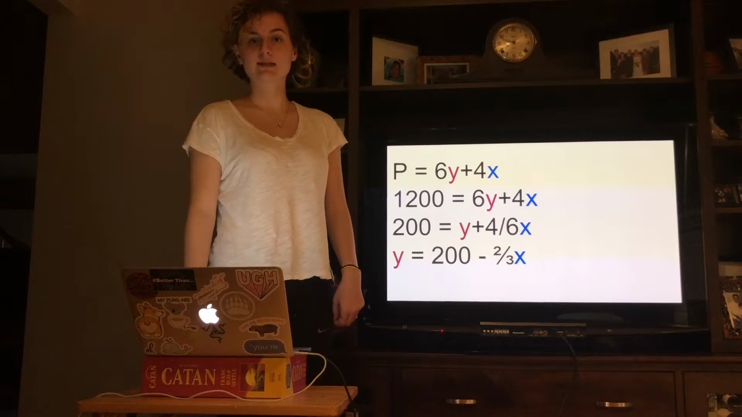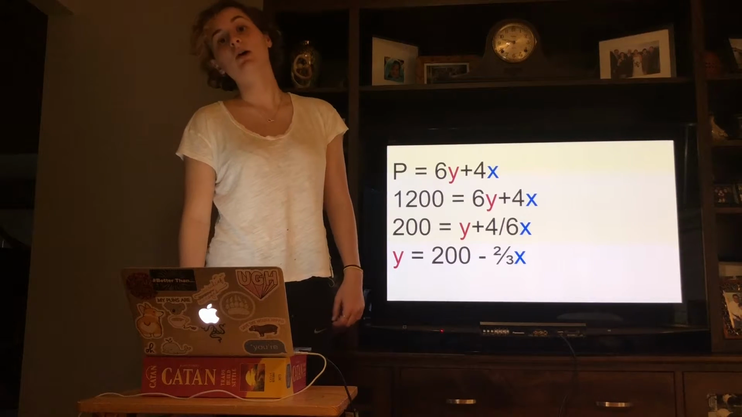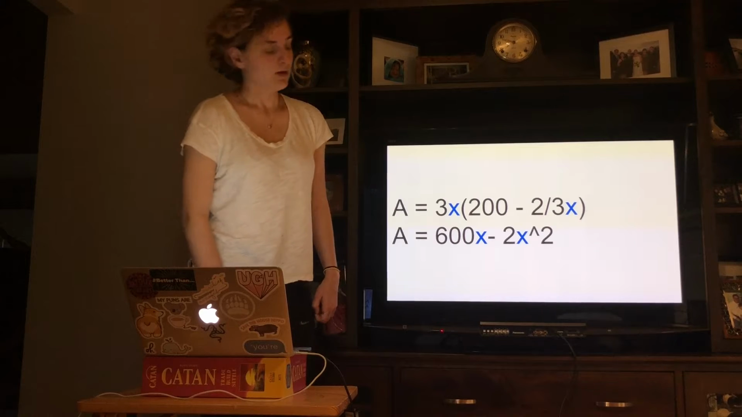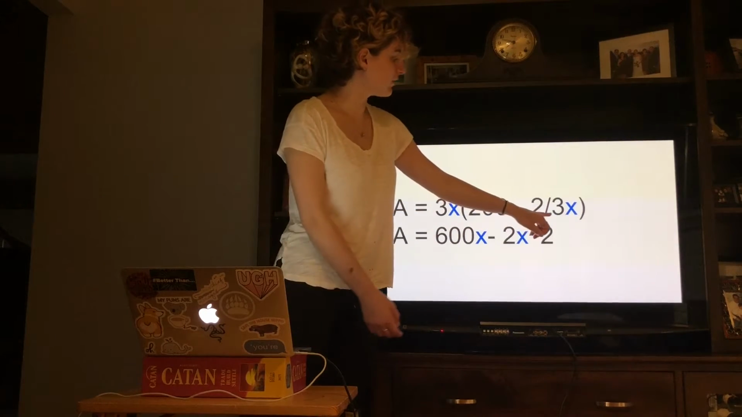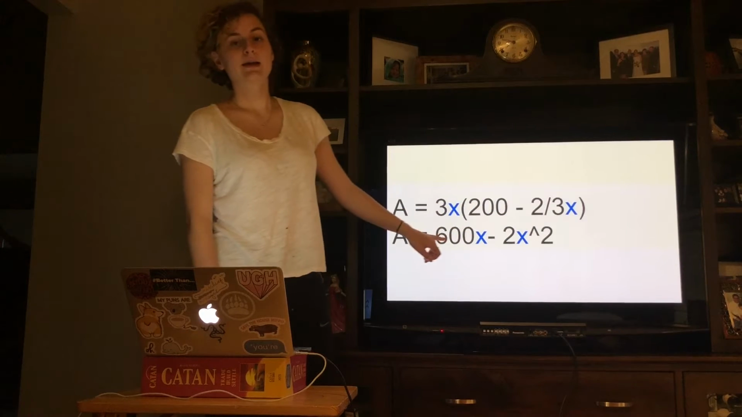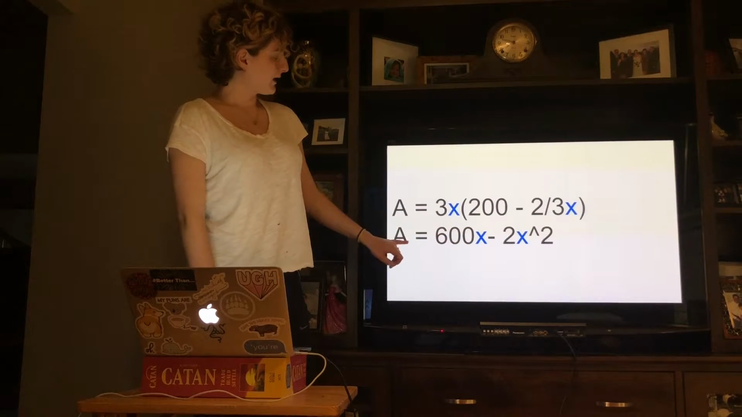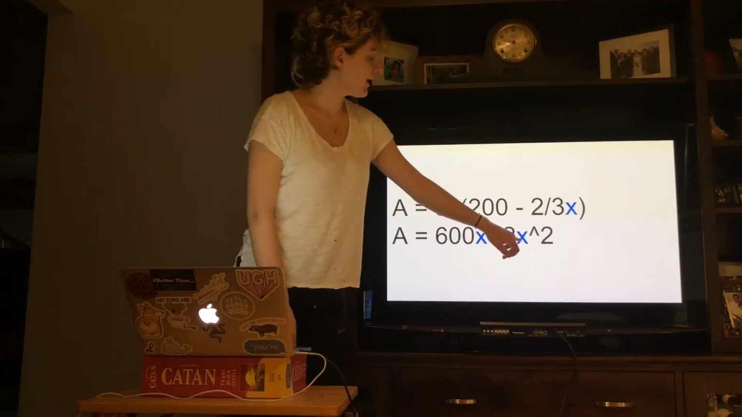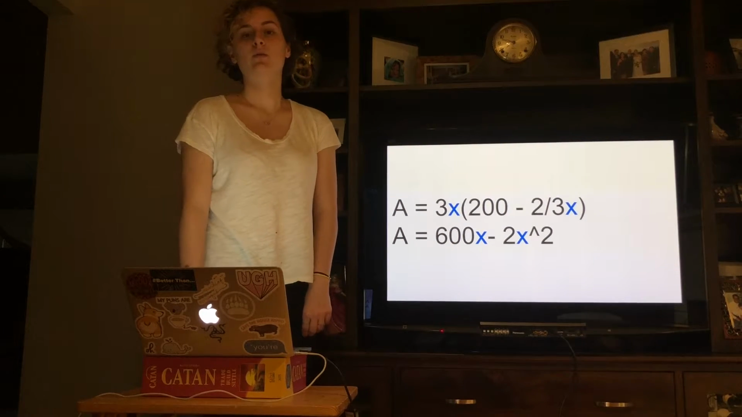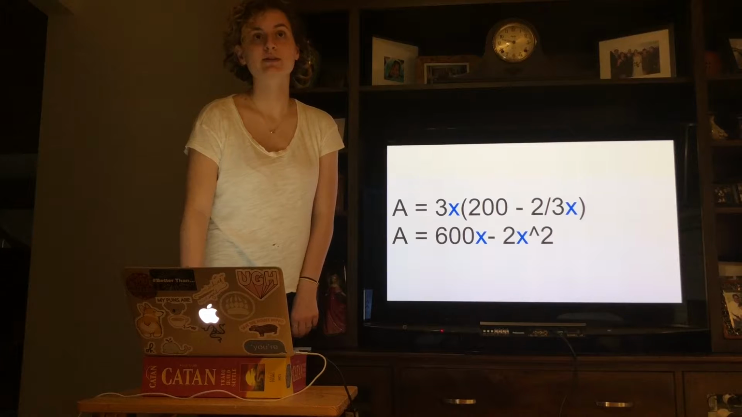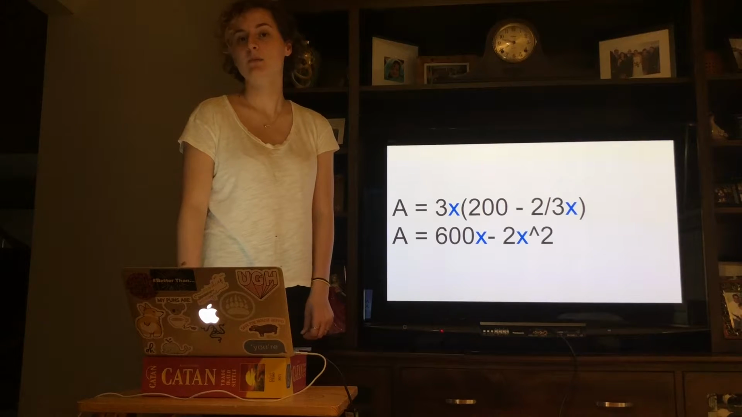We can then plug this into our y value in our area equation. So, we get 3x times 200 minus 2 over 3x. We then expand out and get 600x minus 2x squared. This equation will be used to differentiate in order to get the maximum area.